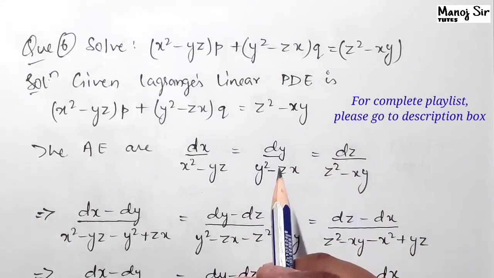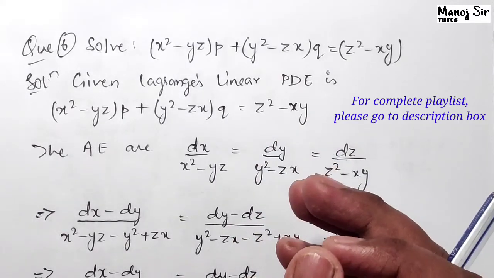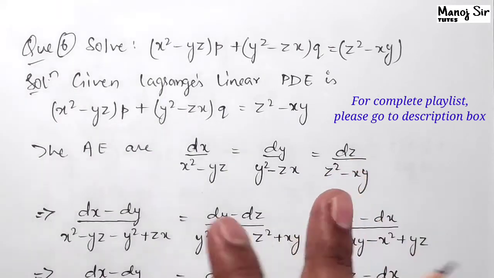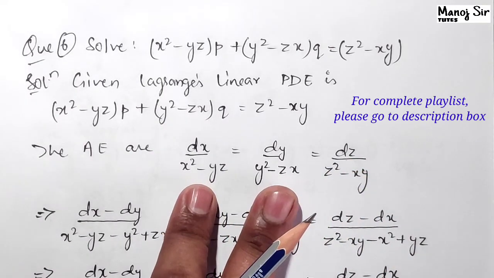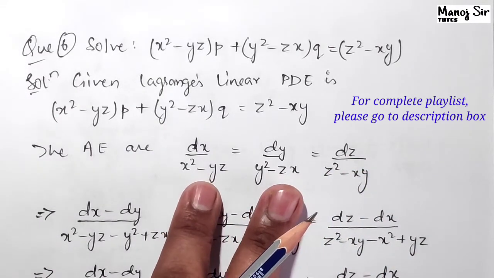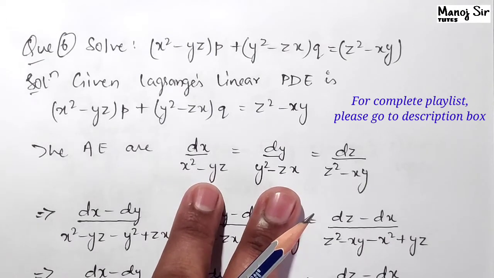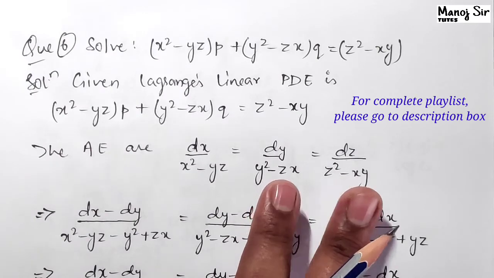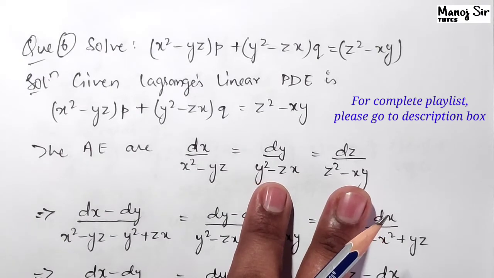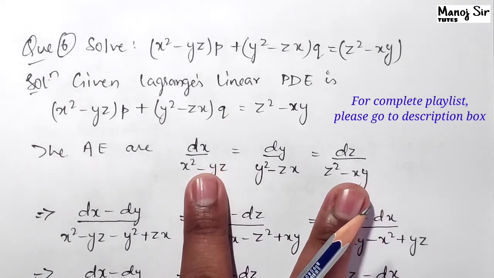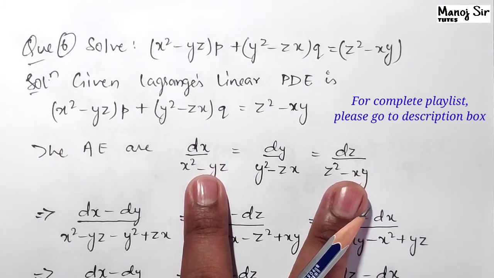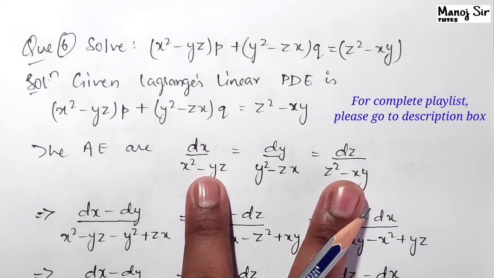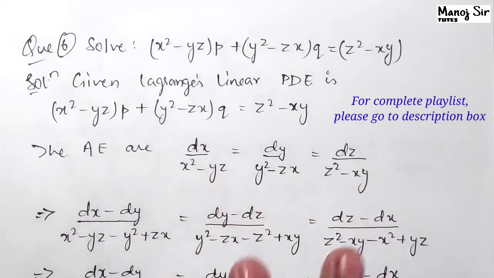Now, if you consider these two fractions, we need to eliminate z, but we cannot eliminate z from these two fractions. If you take these two fractions, we need to eliminate x, but we cannot eliminate x from these two fractions. If you take these two fractions, we need to eliminate y, but we cannot eliminate y. So we cannot take the help of fractions.